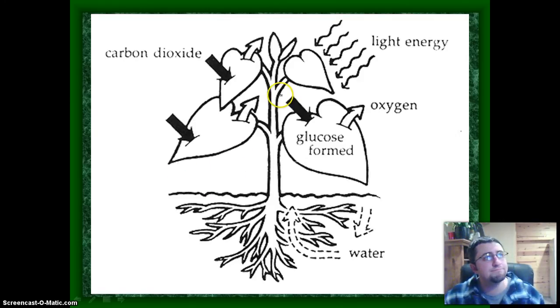Alright, so here's a plant. We have some carbon dioxide coming in from the air. We have some water coming up from the roots. It's going to enter into the leaf. We have some light coming in from the sun. And inside of that plant, we're going to have a few reactions take place. We're going to get some glucose, and we're going to get some oxygen.